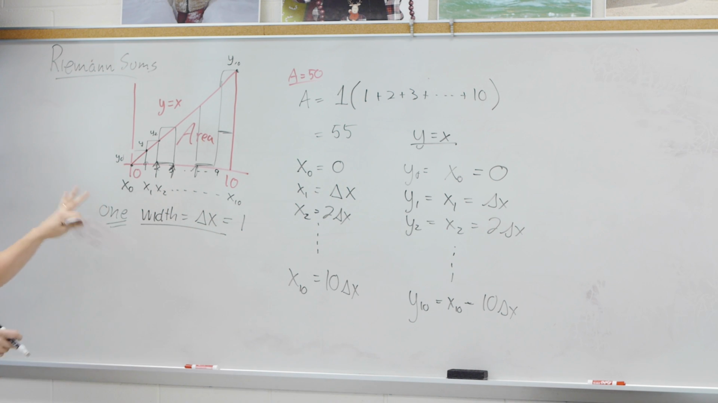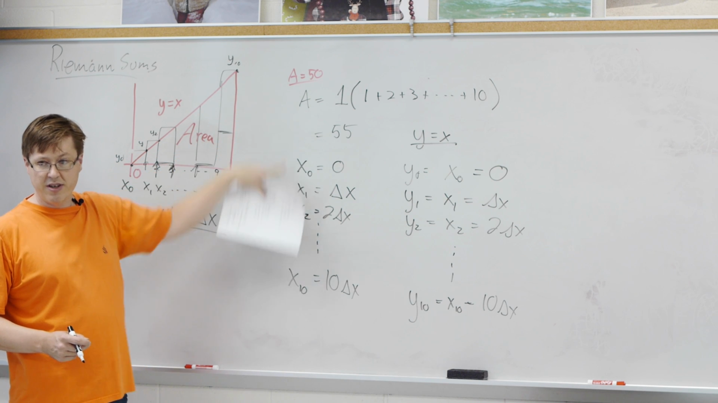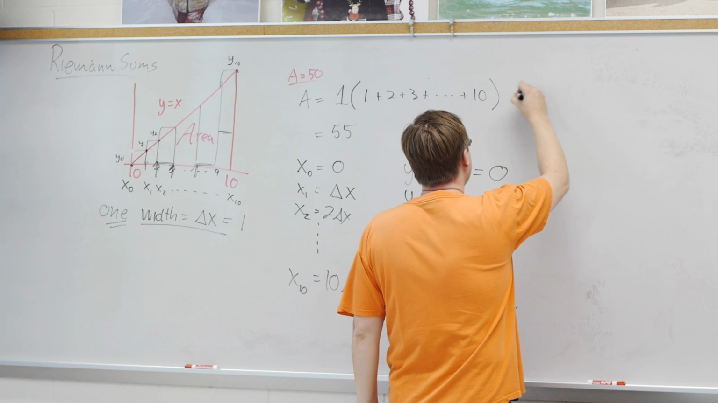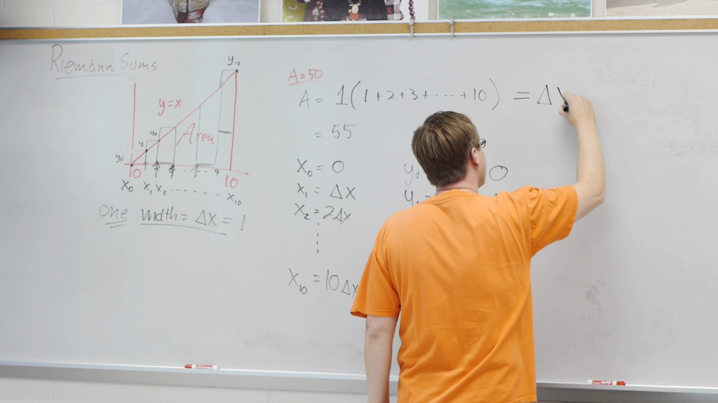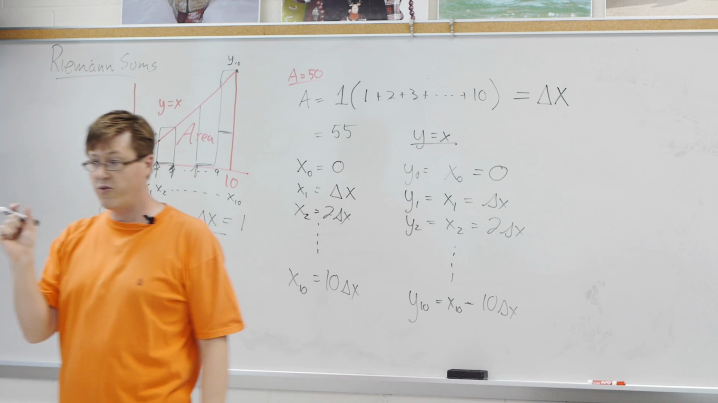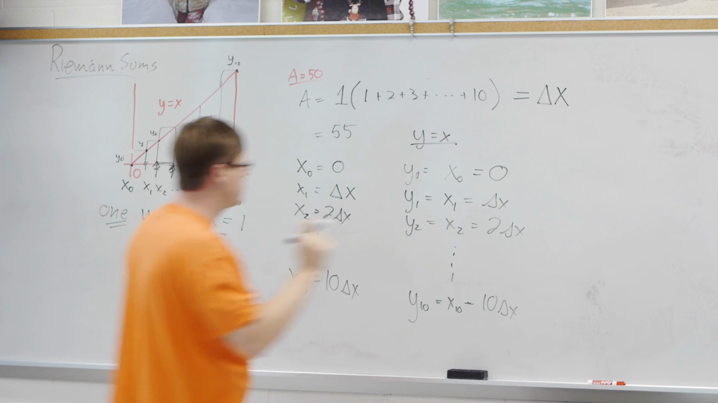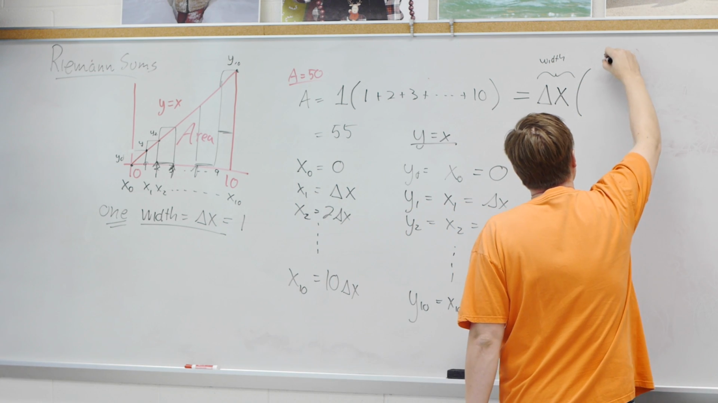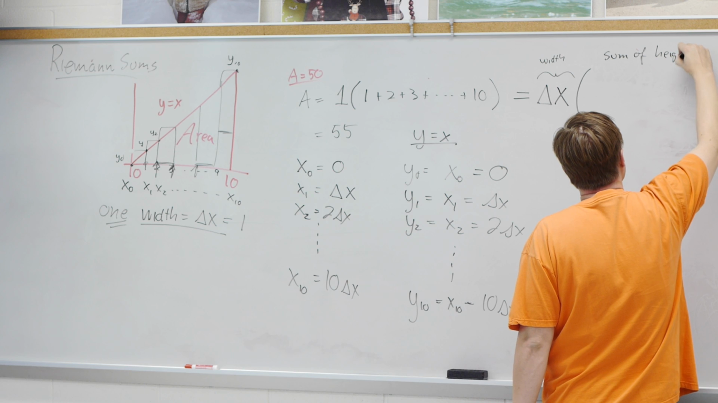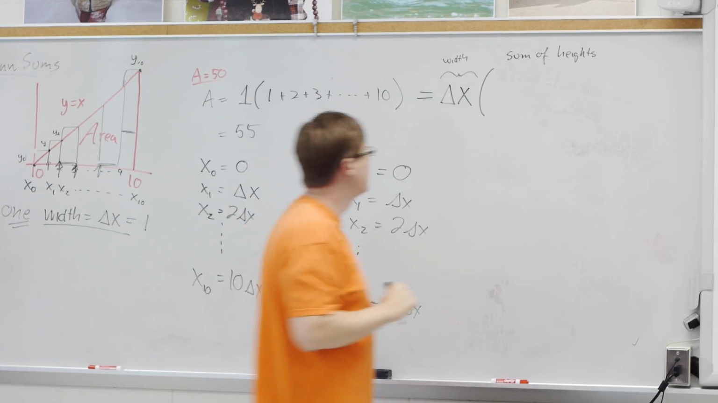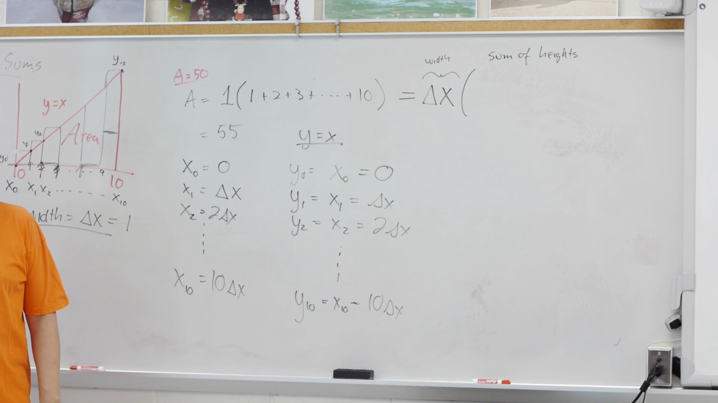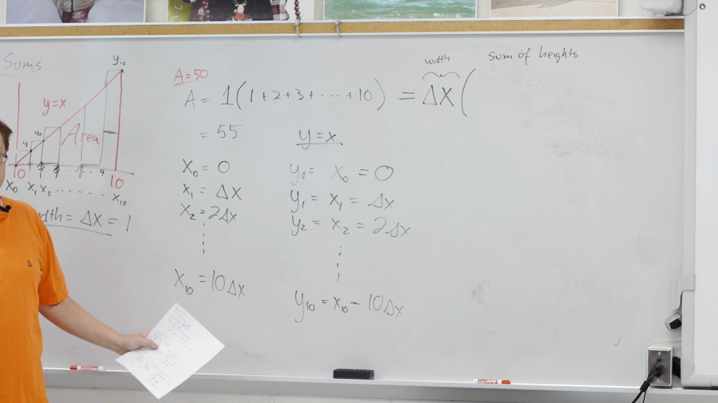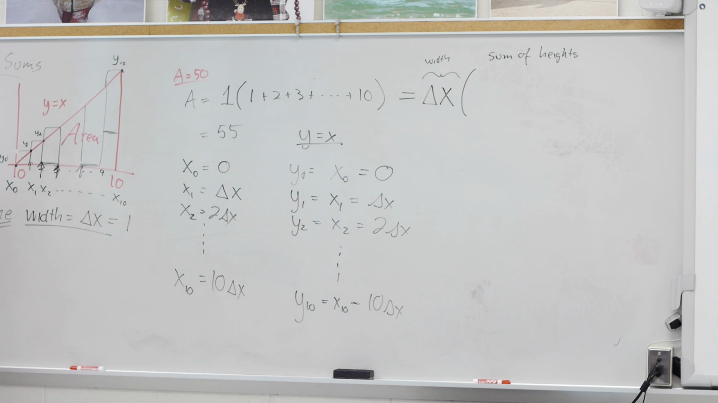Okay, so now with all this formalism, I'm going to write this area expression the same way, but I'm going to use x's and y's and things like that. So the area is the width of one rectangle, which is delta x, times the sum of all the heights. Where are the heights up here? The y's, exactly.